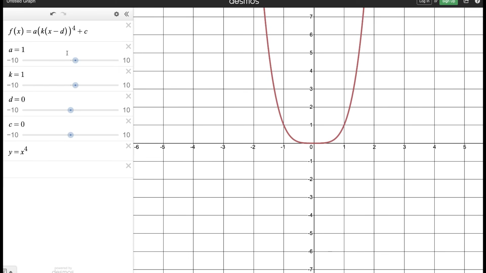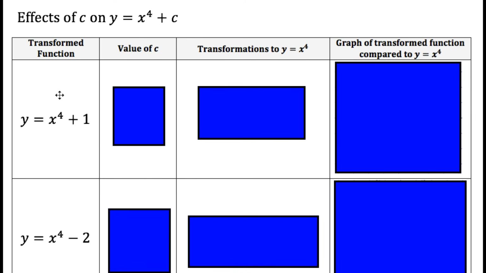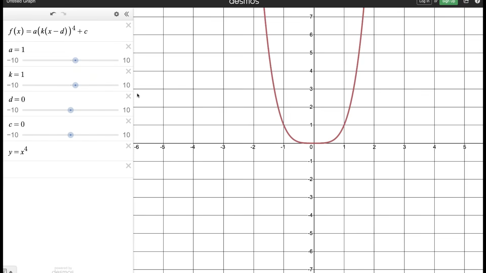So in Desmos, I've changed it so I now have the x to the 4 as the parent function, and we're going to apply transformations to it. Let's manipulate c first. So in this one, the c value is 1. So if I make the c value 1, let's look at what happens.